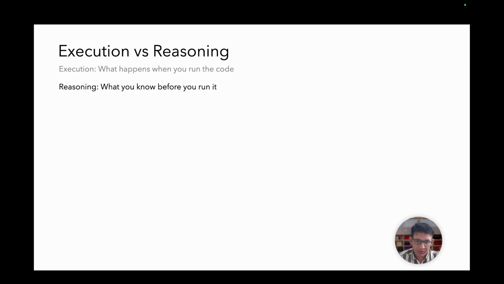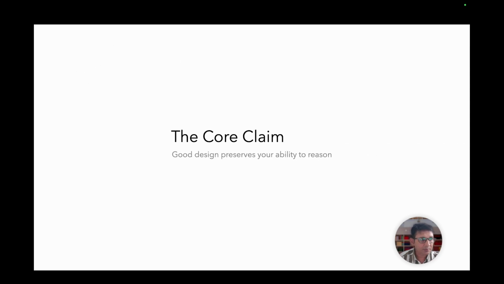Now, here's a critical distinction. There's a difference between execution and reasoning. Execution is what happens when you run the code. The computer follows the instructions and produces a result. Reasoning is what you do before you run the code. You look at a change and predict what will happen. You read a function and understand its behavior. You trace a bug from effect to cause. Good design is design that preserves your ability to reason.